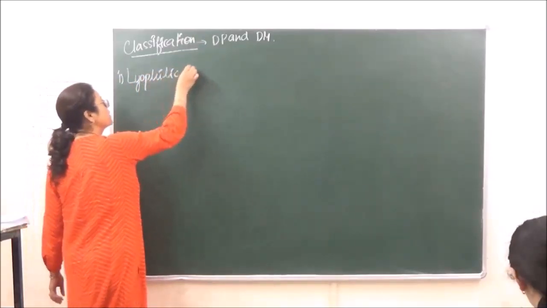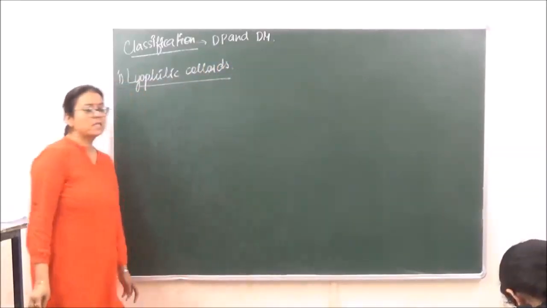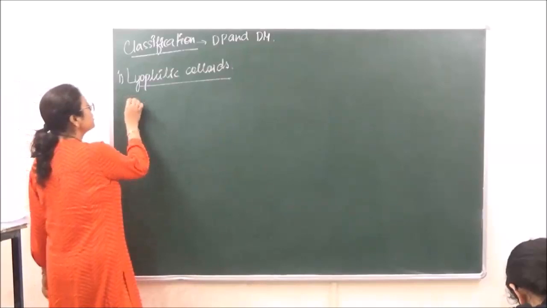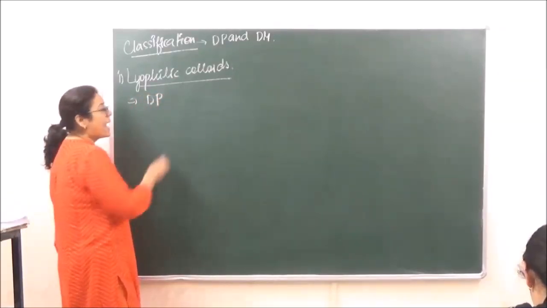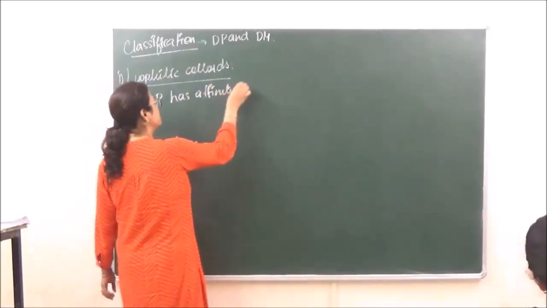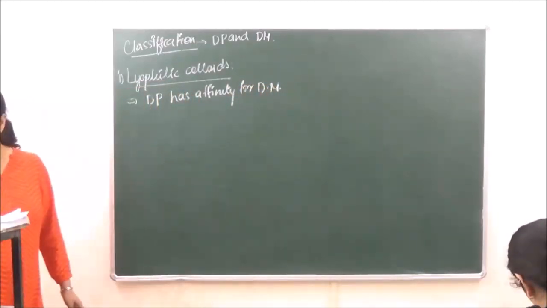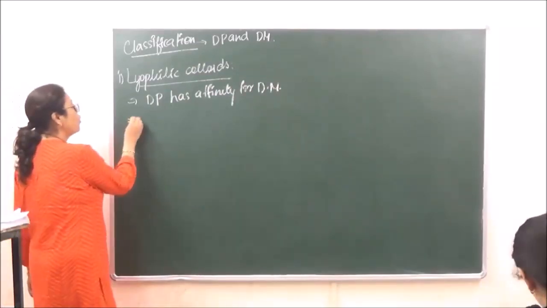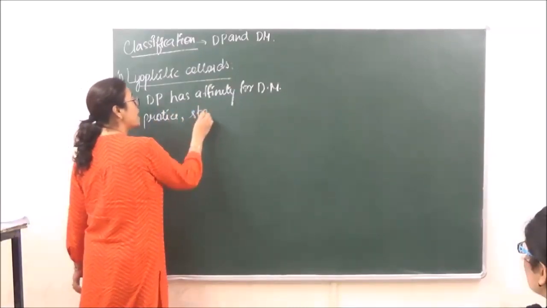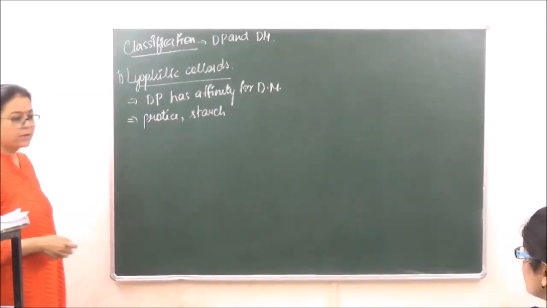lyophilic colloids. When we are talking of lyophilic colloids, philic over here means affinity. So in lyophilic colloids, we generally say that the dispersed phase has affinity for the dispersion medium, right? For this kind of colloids, for example, we can talk of proteins, we can talk of starch. All these come under this category, right? So protein, starch, rubber also.